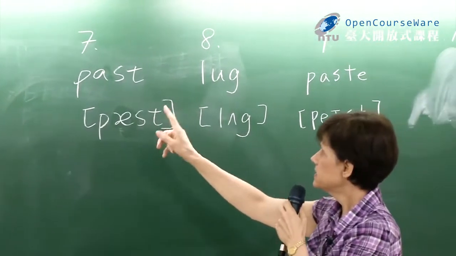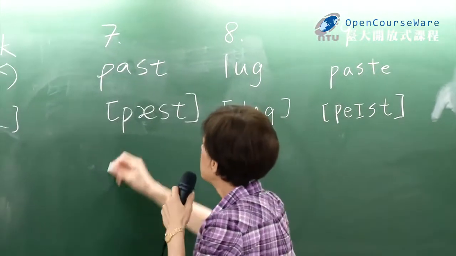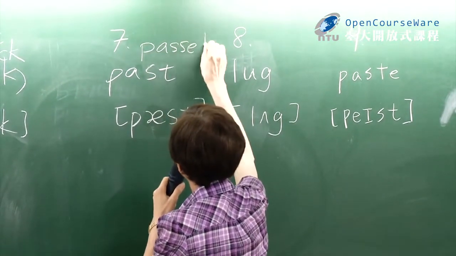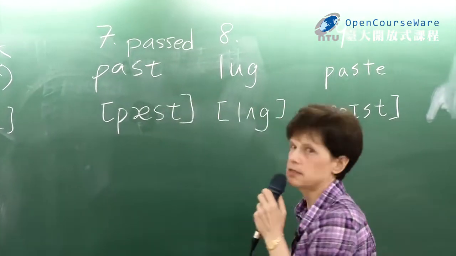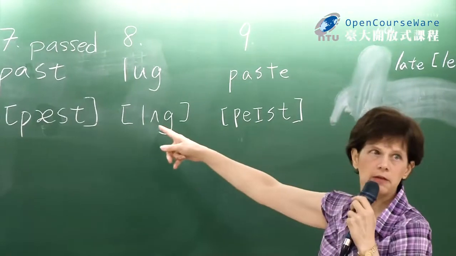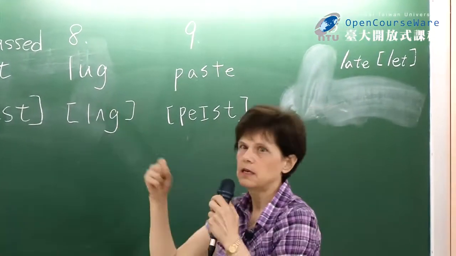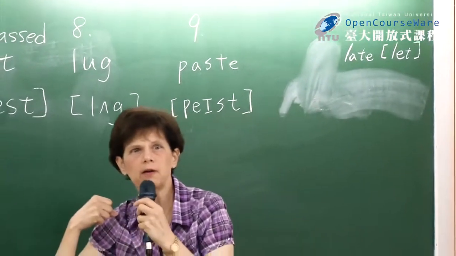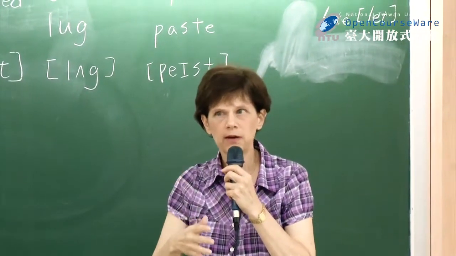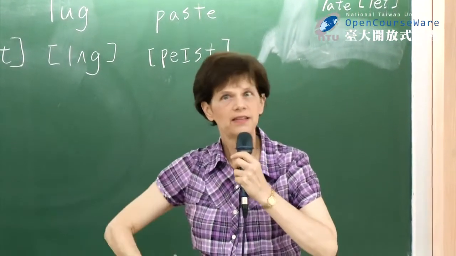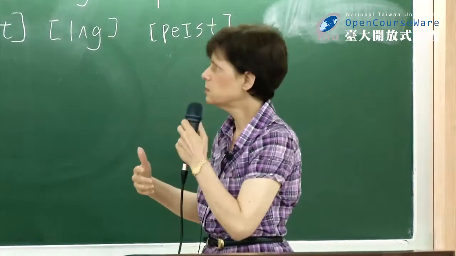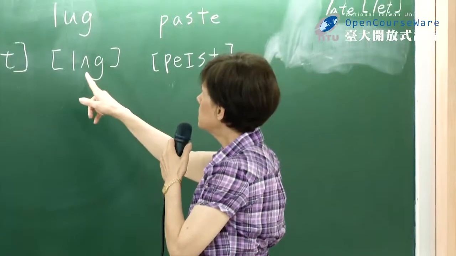7, past is also correct. If you wrote P-A-S-S-E-D, that's also correct. They have the same pronunciation. Past, past. Okay? 7 is correct. 8, very good. You got it right. Lug means to carry something heavy around. For example, all of you have to lug a lot of books around all day. Is that right? You all have to lug, either on your back or carrying them, a lot of books around everywhere you go. Lug. And this is correct.